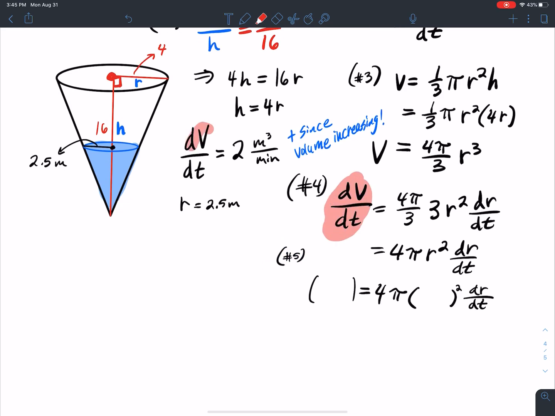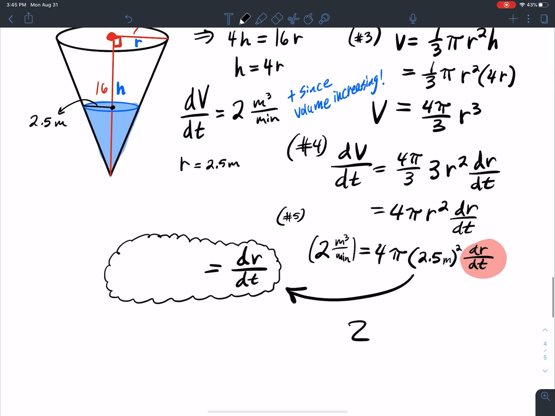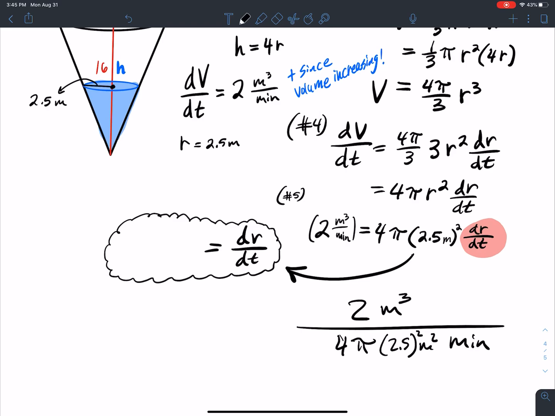Now, number 5, I'm going to plug in everything I know. So dV/dt is equal to 2 meters cubed per minute, and r is equal to 2.5 meters, okay? So if I solve for dr/dt, that means I'm going to take all of this and divide it into this here. And so what is that? That's 2 meters cubed per minute divided by 4 pi times 2.5 meters squared, and then square that 2.5. And so meters squared cancels with meters cubed to just give you meters to the 1 unit. And then 4 and 2 cancel.